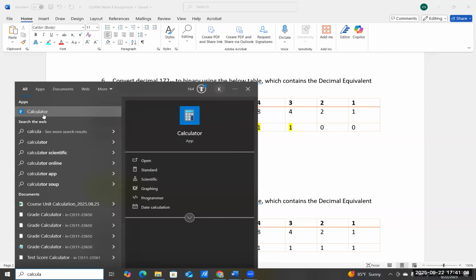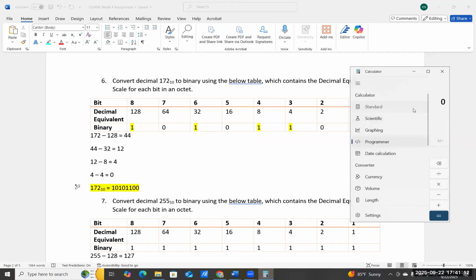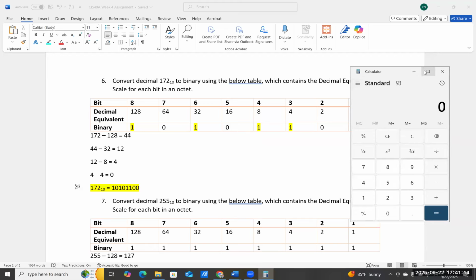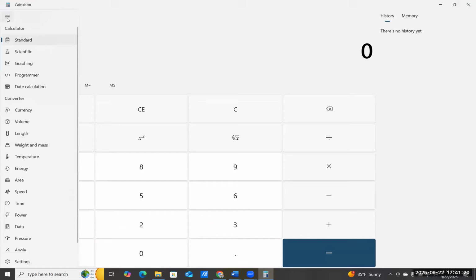Open up your calculator app. Yours might default to standard like this. You can click the ellipsis at the top, the three lines, to access the menu, and you can choose programmer. It has all the conversion stuff, right? You don't need a graphing calculator anymore. You just need your computer.